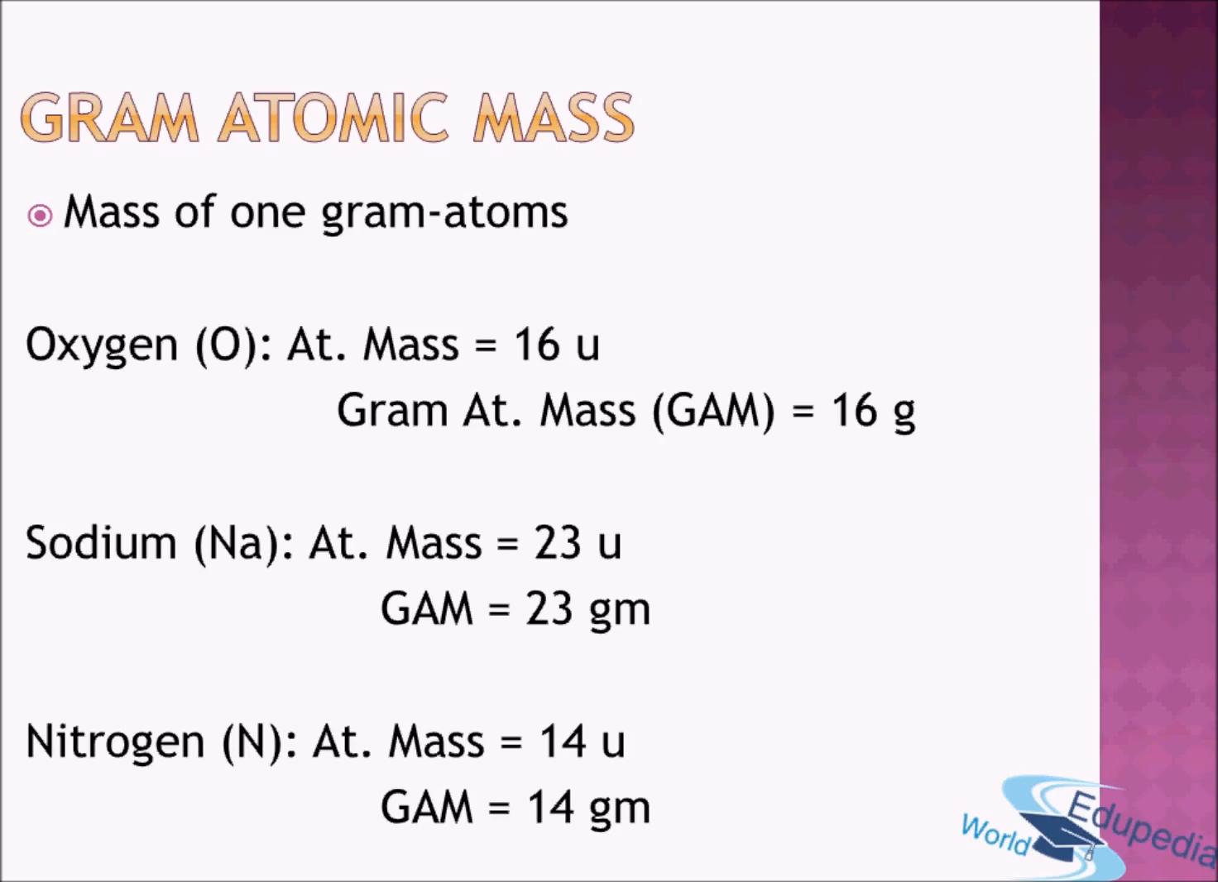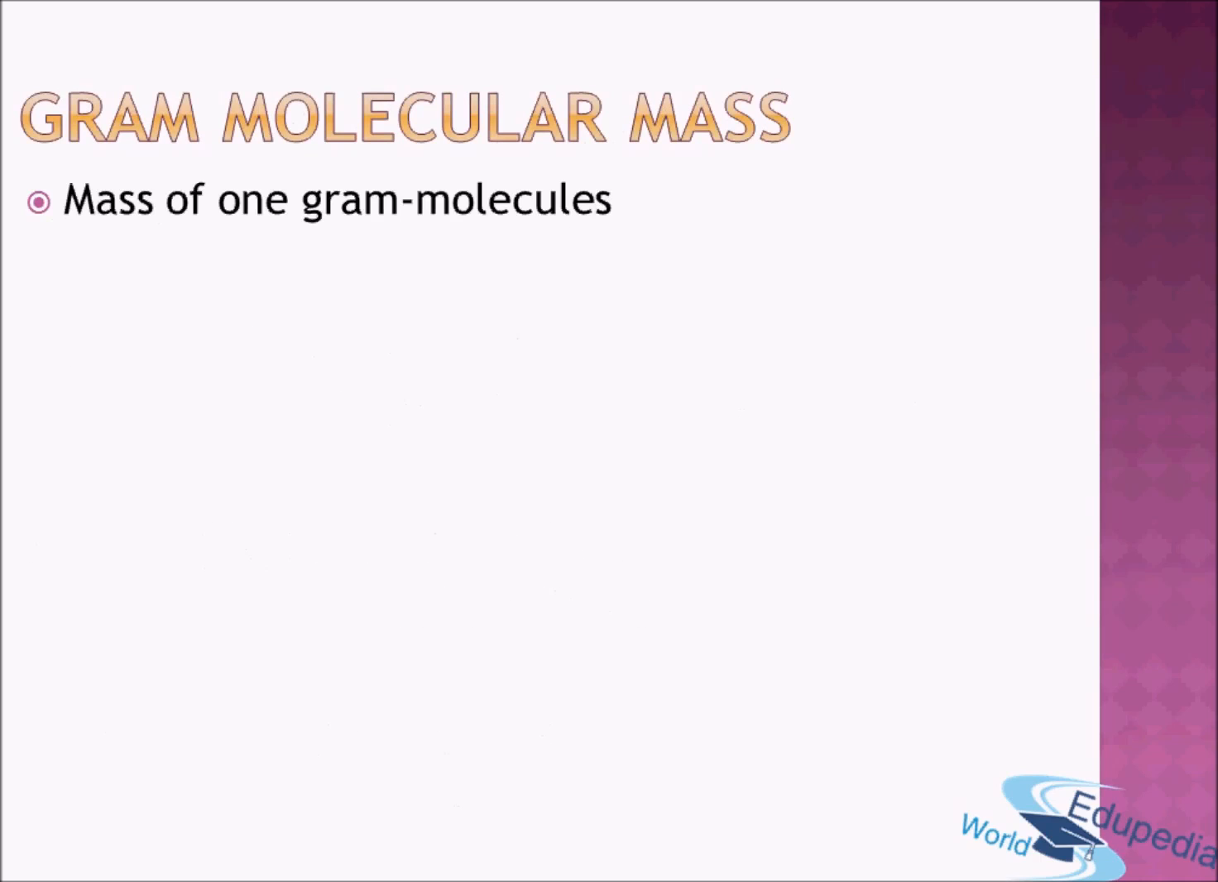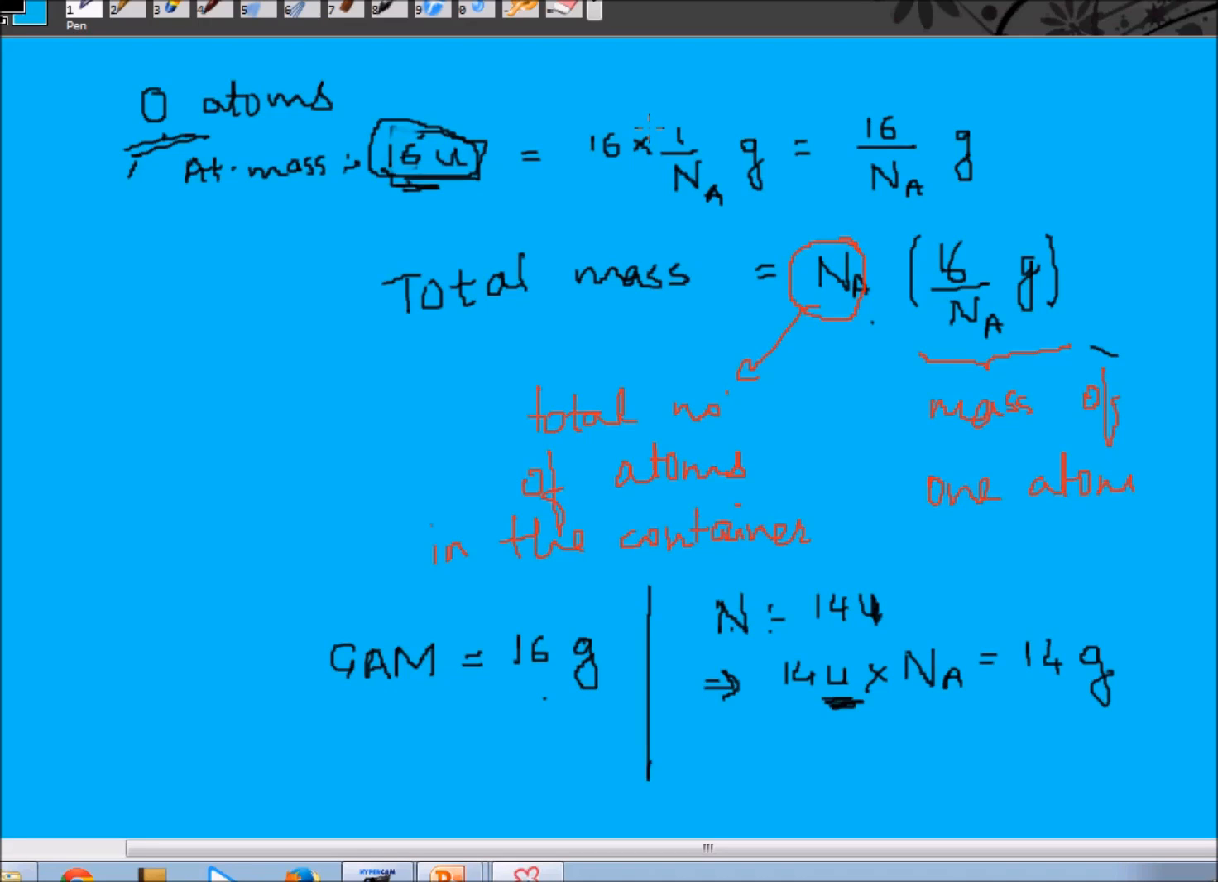There is not any change in the concept, the only difference is that in gram molecular mass we talk about molecules. Like in gram atomic mass we talked about atoms, in gram molecular mass we'll talk about molecules. So gram molecular mass refers to mass of 1 gram molecules. In gram atomic mass we said it is mass of 1 gram atoms, so gram molecular mass is mass of 1 gram molecules. Let's refer to it using GMM, gram molecular mass. It's mass of 1 mole molecules.